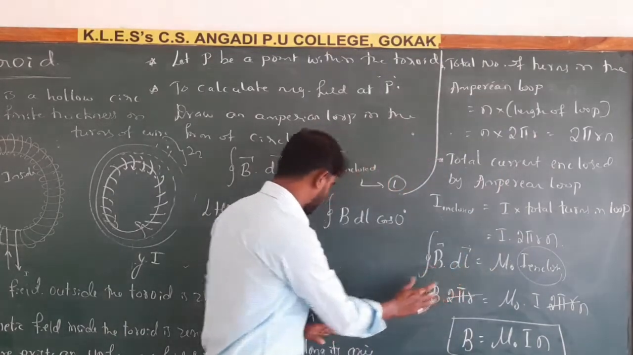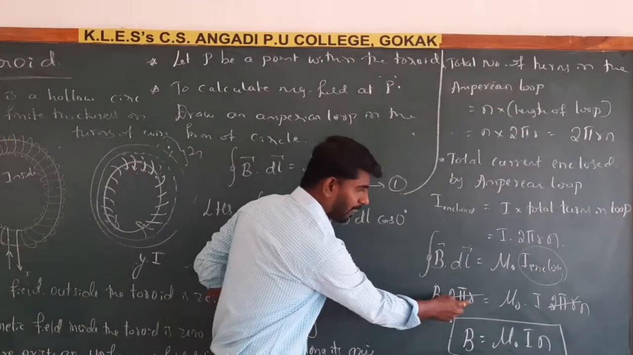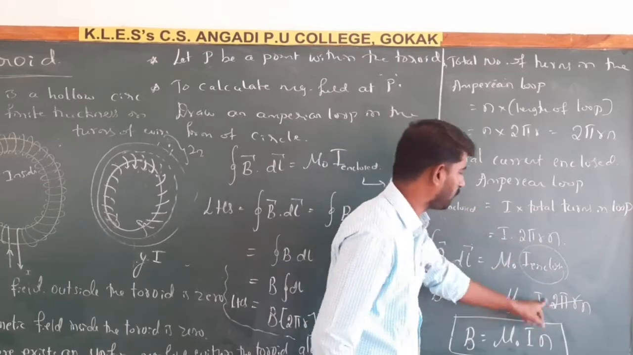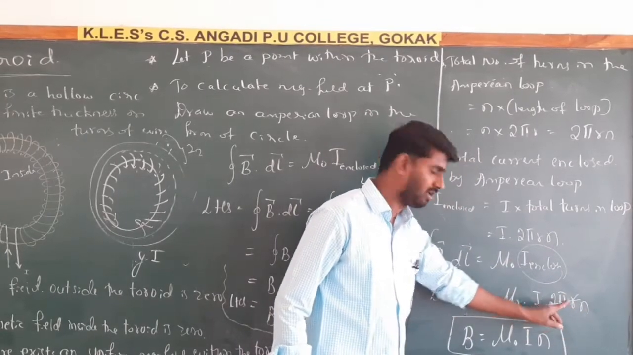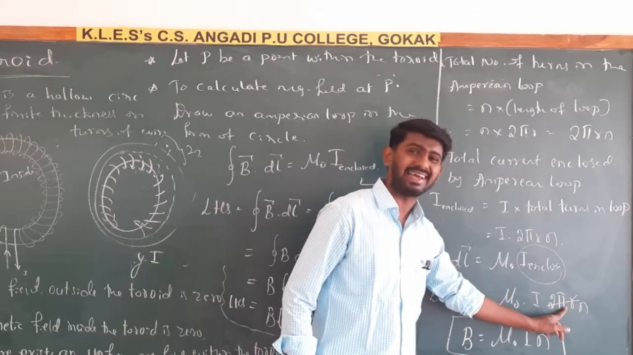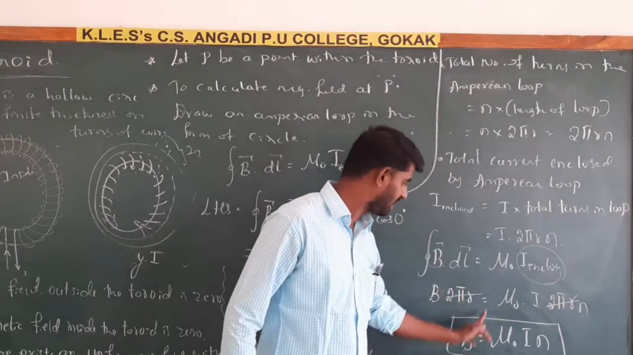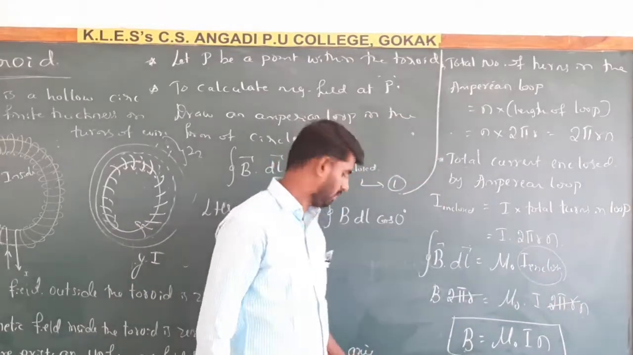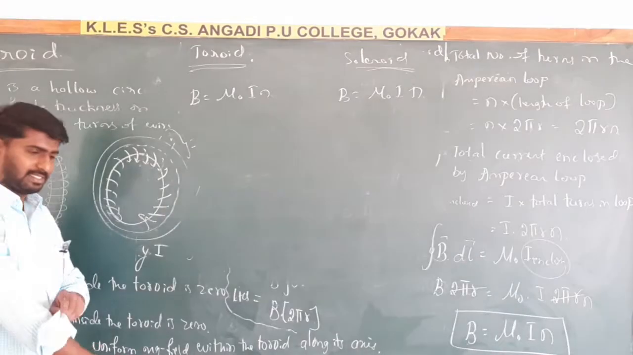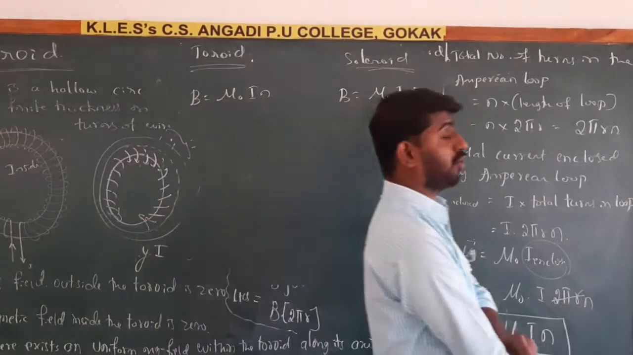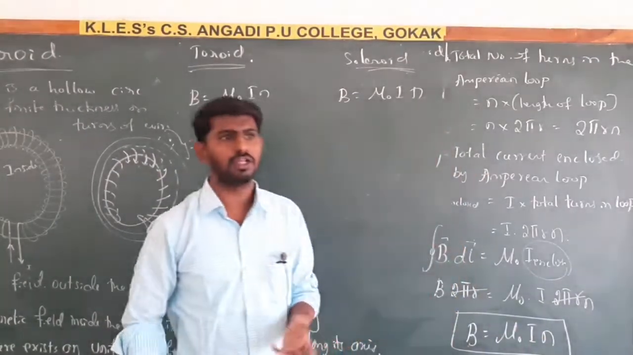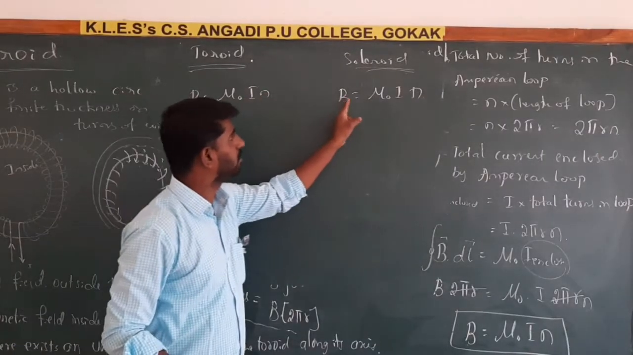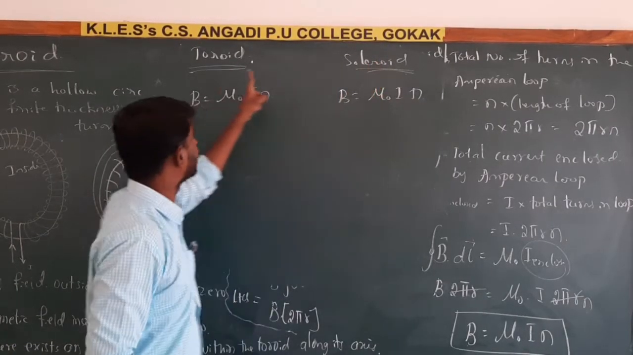So integration of B dot dl, we got B into 2 pi r, mu naught as it is, and the current enclosed is I into 2 pi r n. So here 2 pi r and 2 pi r cancel. So B on the left hand side equals mu naught I n. This is okay. Next, see the final expressions of solenoid and toroid are the same, that is mu naught I n. Here also B equals mu naught I n for solenoid as well as toroid.